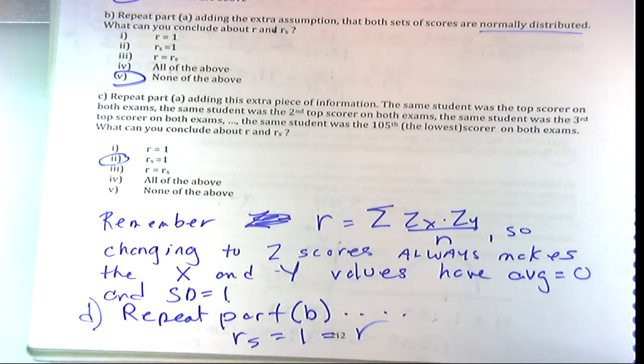Good question. Is there ever a time when r equals 1, but r_s doesn't equal 1? No, because if r equals 1, r_s has to equal 1. Because if r equals 1, all the points fall in a line, so that means all the rankings are going to be on a line too. That's a good question.